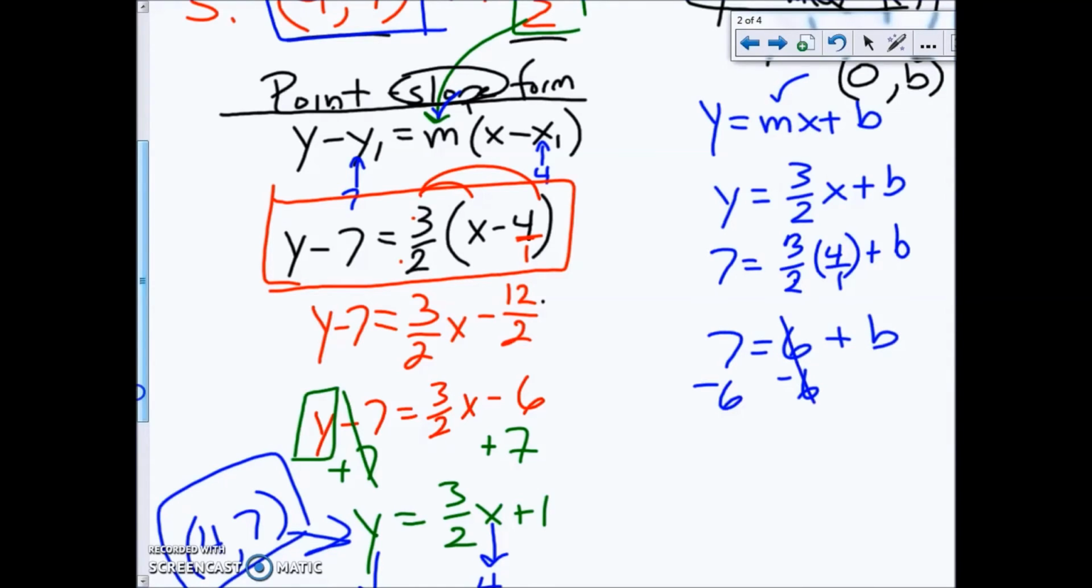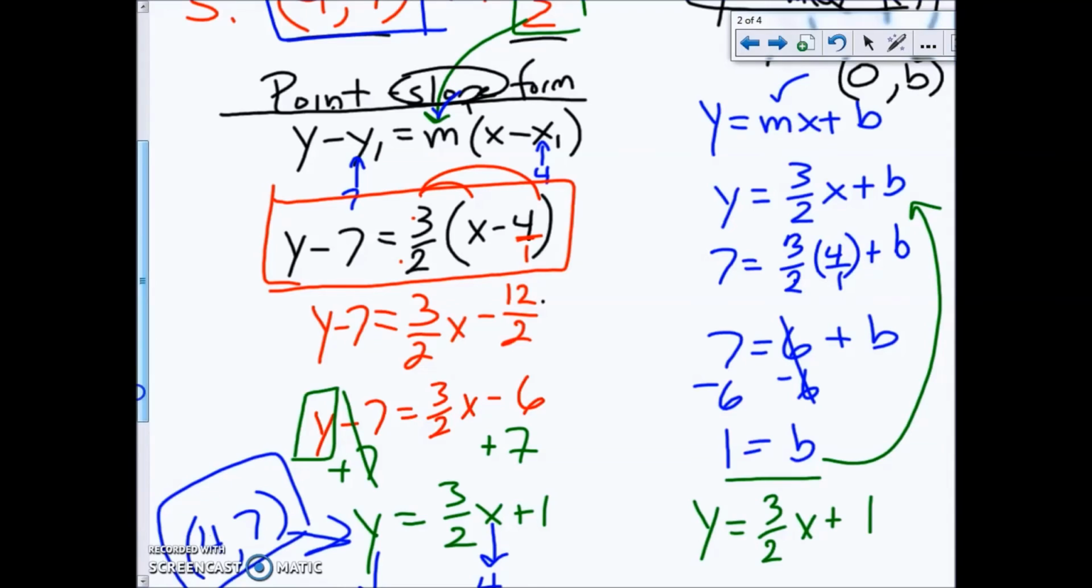Subtract 6 from both sides in order to get the b alone, and I find that b equals 1. So now we come back and we take that b value and plug it in for b up here, and we see that y equals 3/2 x plus 1, and that just so happens to be the same thing that we got when we did it the other way. So there you go. That's 2 ways to find the equation of a line.